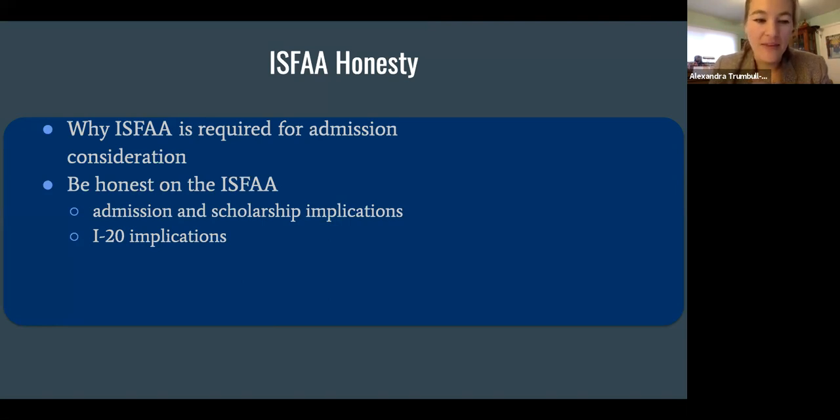Then, in terms of how to actually find the ISFA and submit it to us, we do not accept the CSS Profile. So if you're on the CSS Profile and you're looking for Beloit, you're not going to find us, because we don't want you to incur any expenses just to apply to Beloit or just to submit the ISFA. Instead, you can download it directly from our website, and I can very happily put the link in the chat after this presentation, or you can just email me and ask where it is again. You can download it for free.